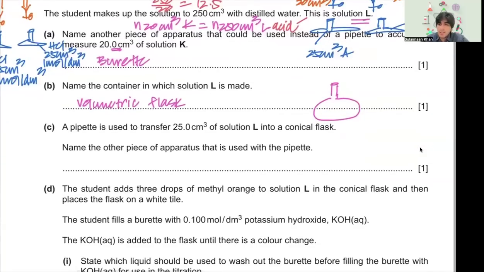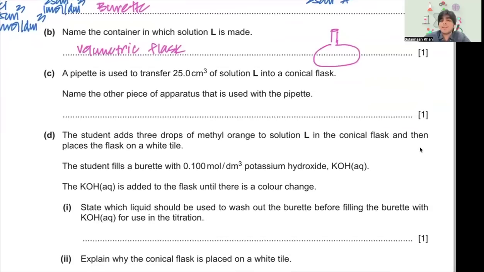Erlenmeyer flask is a conical flask. You can't use it. But that's up to you. If you just want to write conical flask, that's up to you. But I'm telling you, that's not it.